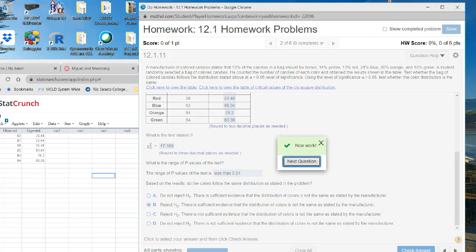All right, so that was 2 homework questions, rather long and difficult ones. StatCrunch makes a lot of this easy once you know how to use it.